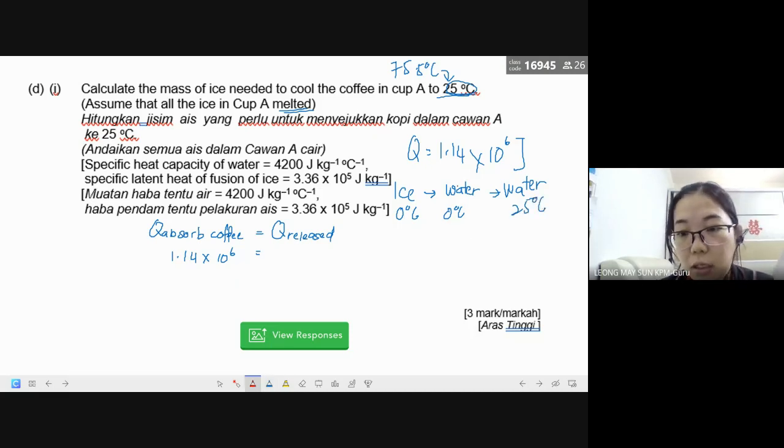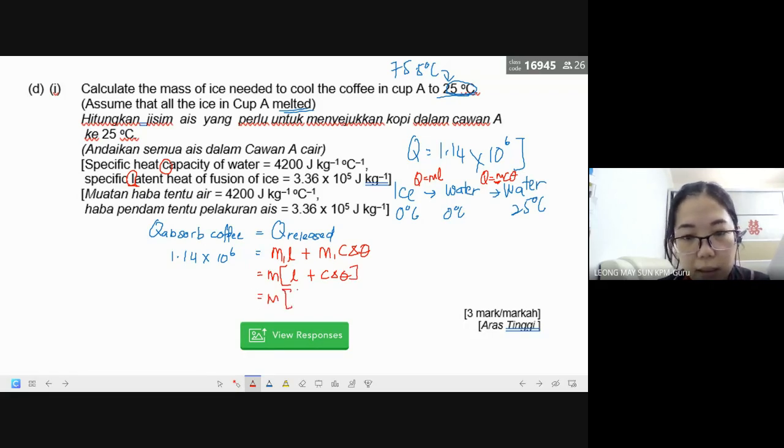So here we need to use Q equals ml and Q equals mc theta. This m is the mass of the ice, the same mass of the ice. So it is mass of ice times specific latent heat L of fusion, plus mass of the ice times specific heat capacity of the water times the change in temperature. So I take out the mass of ice, m bracket specific latent heat. Remember the L shows it is latent heat.